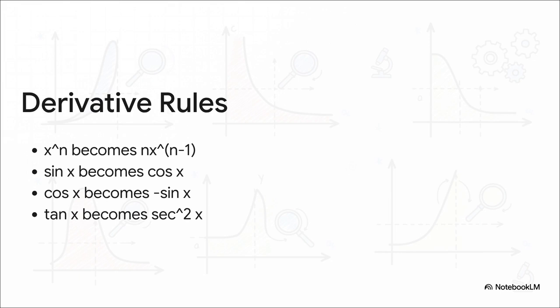And hey, don't get overwhelmed by the memorization here. Just think of these standard rules as foundational blueprints for decoding the geometry of motion. For example, if you know your position is following a sine wave, this blueprint tells you your velocity is mapping out a cosine wave. Pretty cool, right?